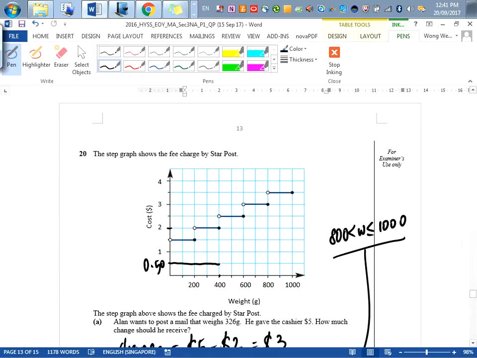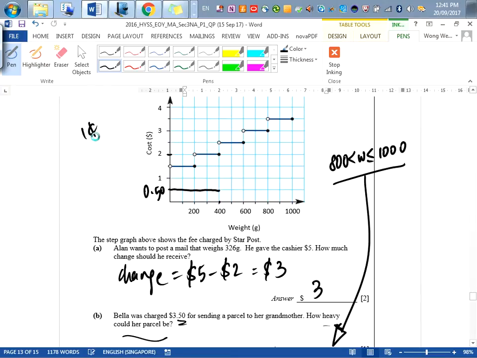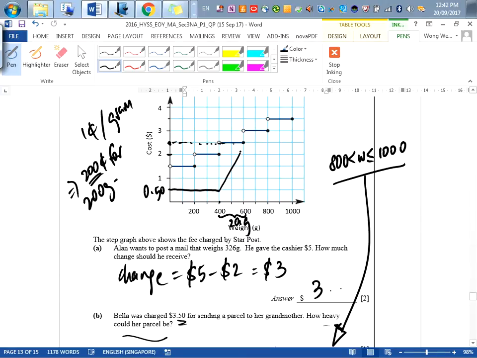Okay, but after that, they charge 1 cent per gram. So if it is 200 grams, how much will she charge? Meaning 200 cents for 200 gram, right? So that is $2. $2 plus 50 cents will be $2.50. Okay, so when it weighs 600 grams, it costs $2.50.